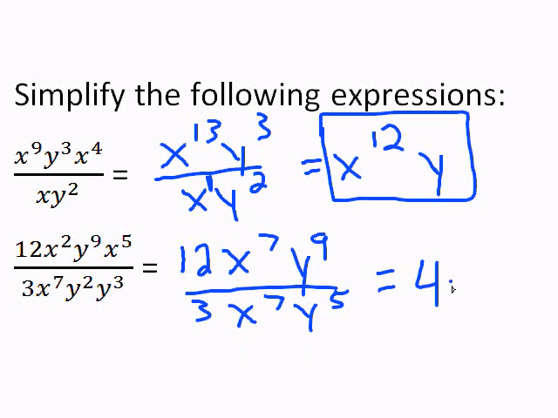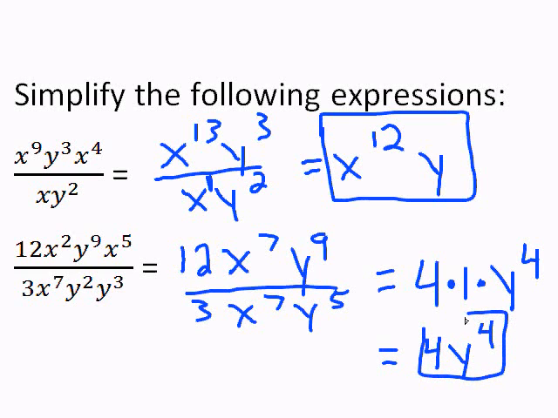y to the 9th over y to the 5th gives us y to the 4th. We do not need to write 4 times 1, because 4 times 1 is just 4, y to the 4th. And there is your last example.